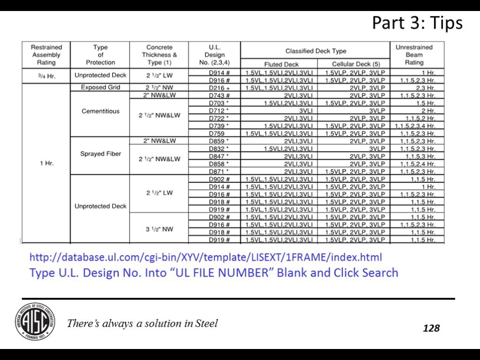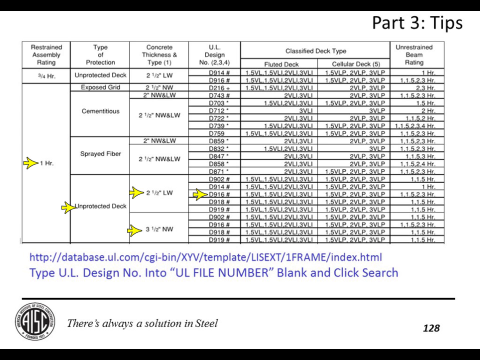And if you look in the back of a composite deck catalog, you'll generally see a table that has a bunch of things like this. So here, if you want a 1 hour assembly rating and you don't want to have to spray your deck, so you want an unprotected deck, you need to put either 2.5 inches of lightweight concrete over the member or 3.5 inches of normal weight concrete over the member. And it might behoove you to sometimes dig through these UL design numbers to see what actually is included.